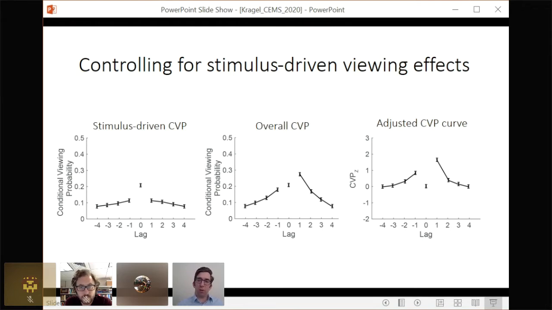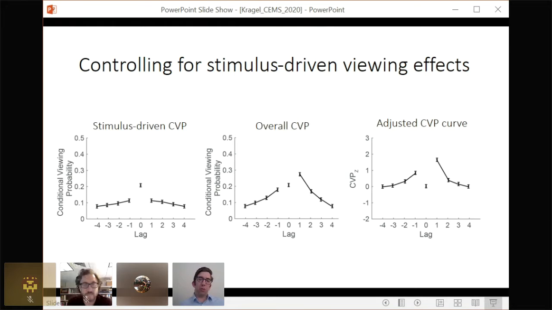And so throughout the talk, if you see a label with adjusted CVP curve, that should reflect memory-driven processes after accounting for stimulus-driven viewing. Whereas at other points, I'll just show you the effects of stimulus-driven viewing behaviors or just the raw data.